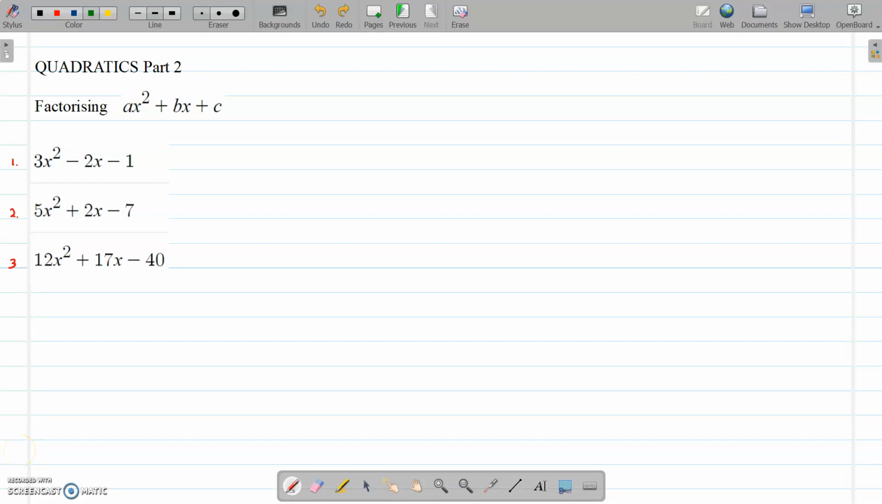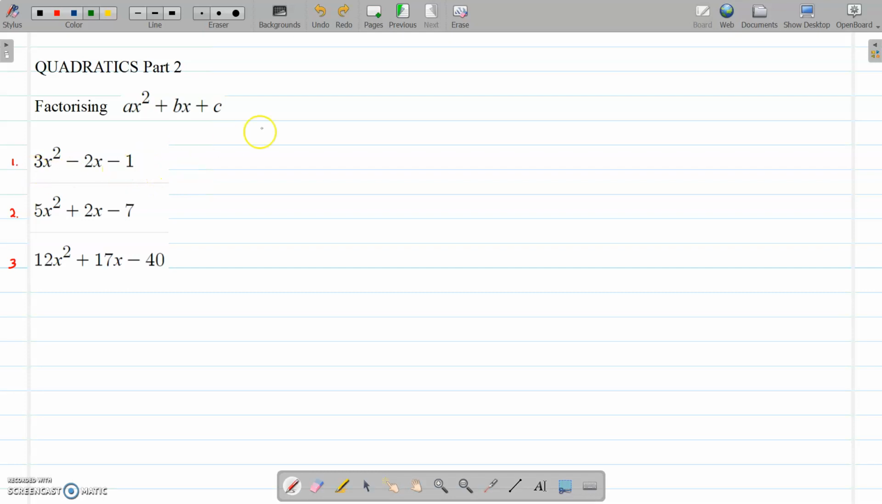Welcome to the second part of our series on quadratics. In this part, we're going to look at factorising quadratic expressions of the form ax squared plus bx plus c, where a, b and c are numbers. In other words, the number in front of x squared need not be 1. It could be anything such as 3, 5 or 12.